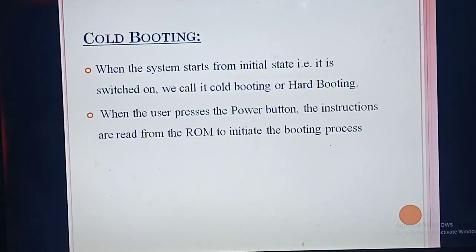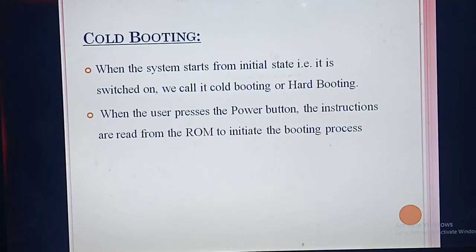So what do you mean by cold booting? These are all very important questions. Define booting, types of booting, then define cold booting, define warm booting. Very important 2 mark and 3 mark questions, they will ask even 1 mark questions from inside. Okay, so what do you mean by cold booting? It means when you are going to switch on the computer.